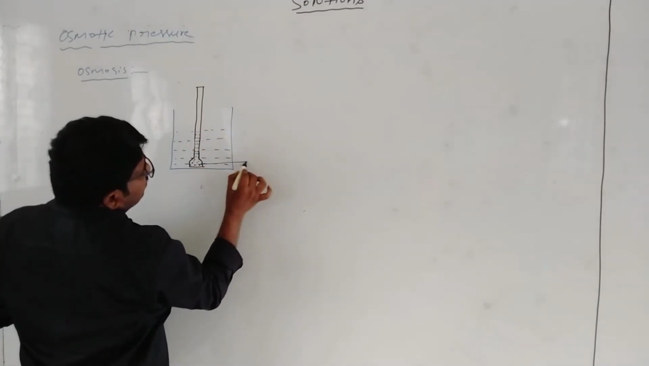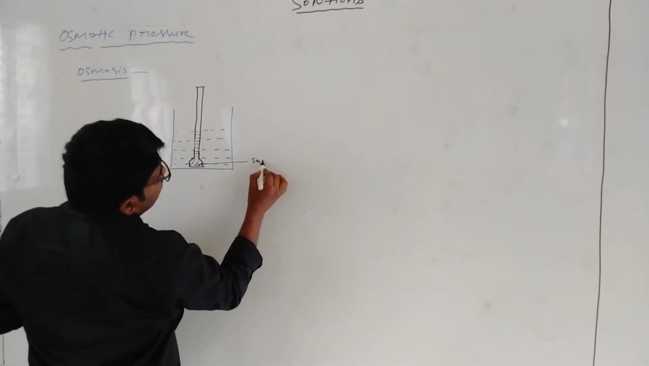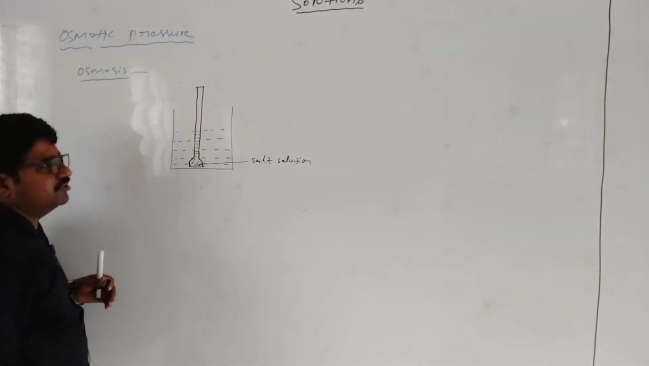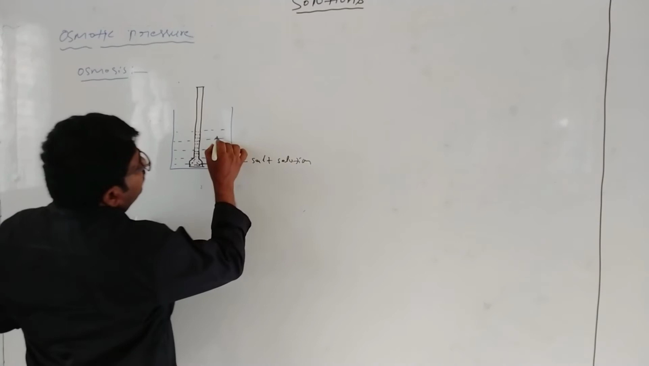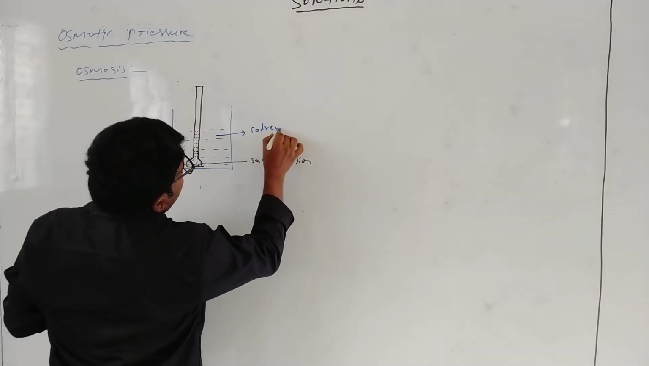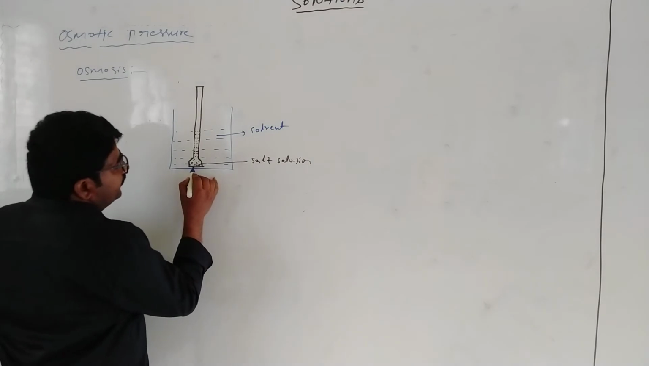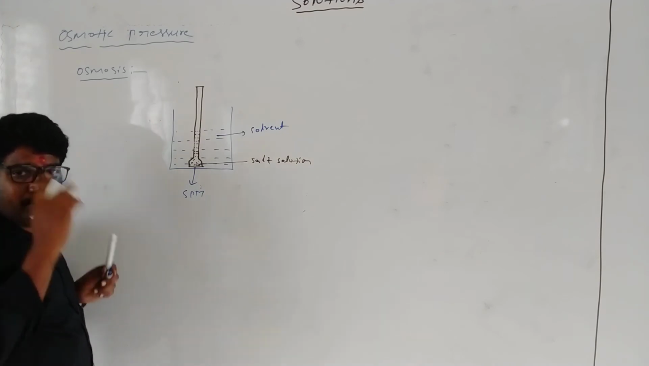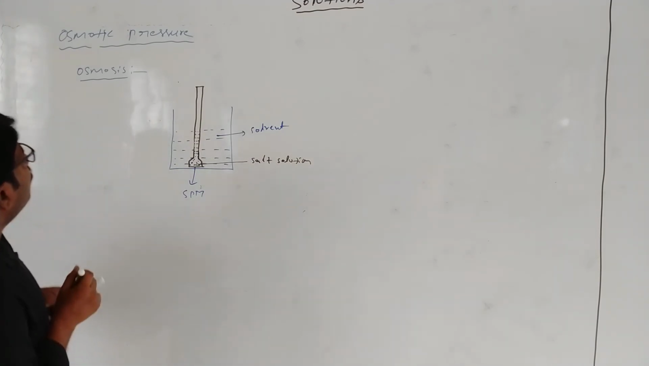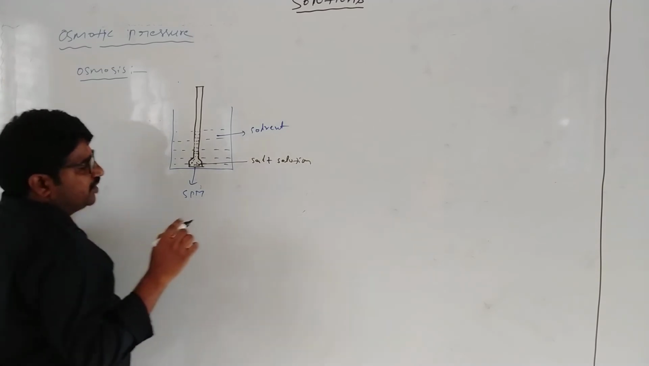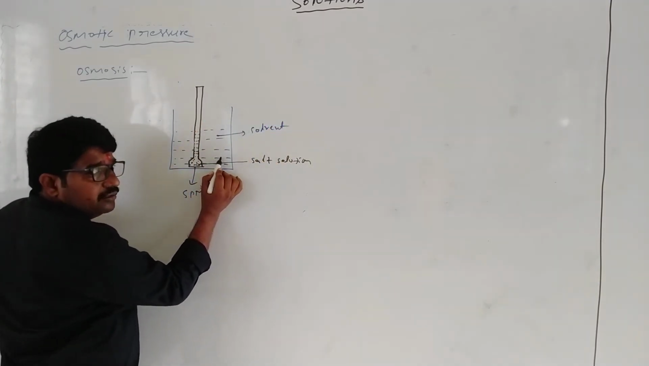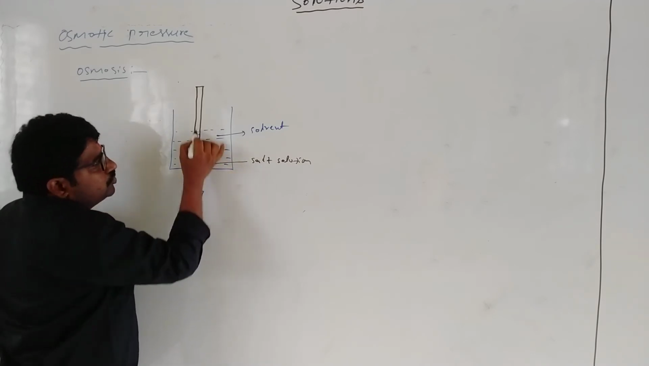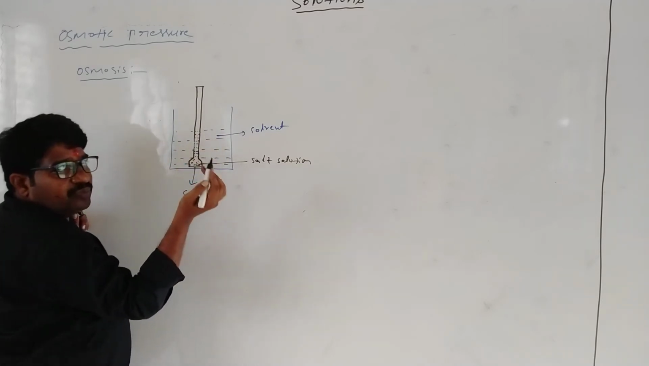This is the solution, that is, a salt solution. Consider one solution, a salt or sugar solution. But this is the solvent. This is the SPM, semi-permeable membrane. Now, what happened here? After some time, what happened? The flow of solvent from pure solvent to solution means, if you see after some time, what happened?